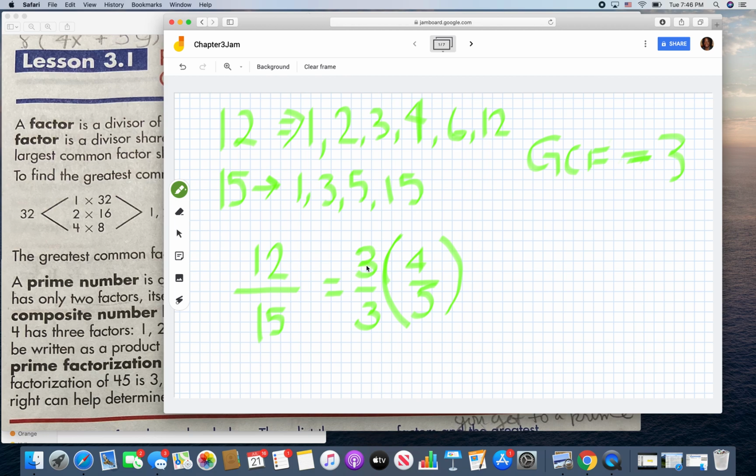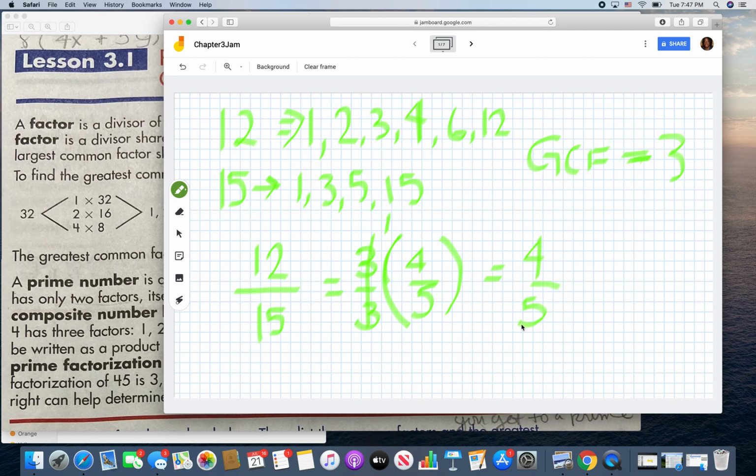If I divide any number by itself, the answer is 1. So 3 over 3 is 1. So this term would go to 1. And 1 times anything is that quantity itself. So I could use greatest common factors, for example, to reduce a fraction.